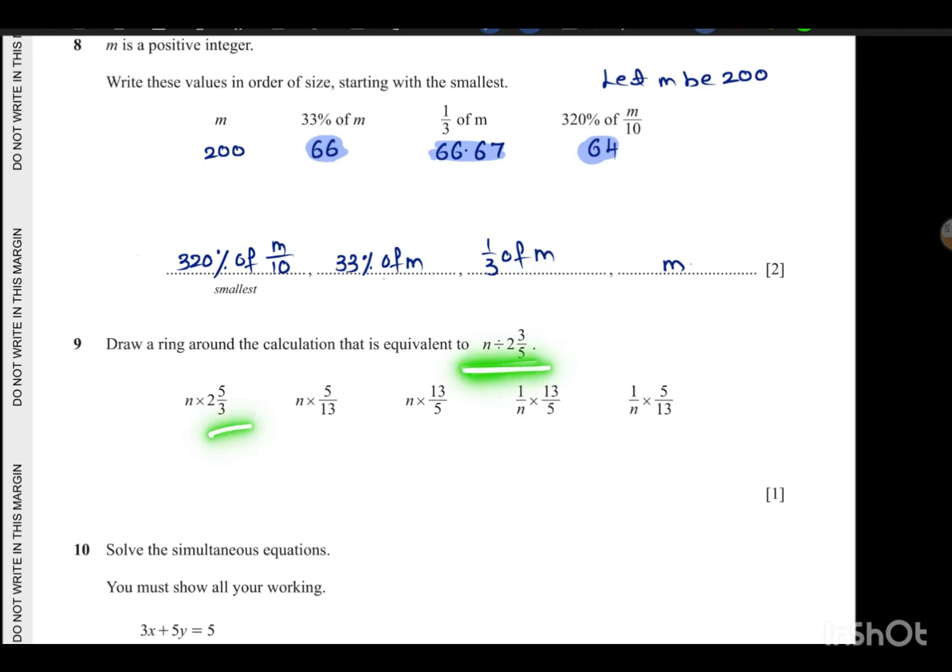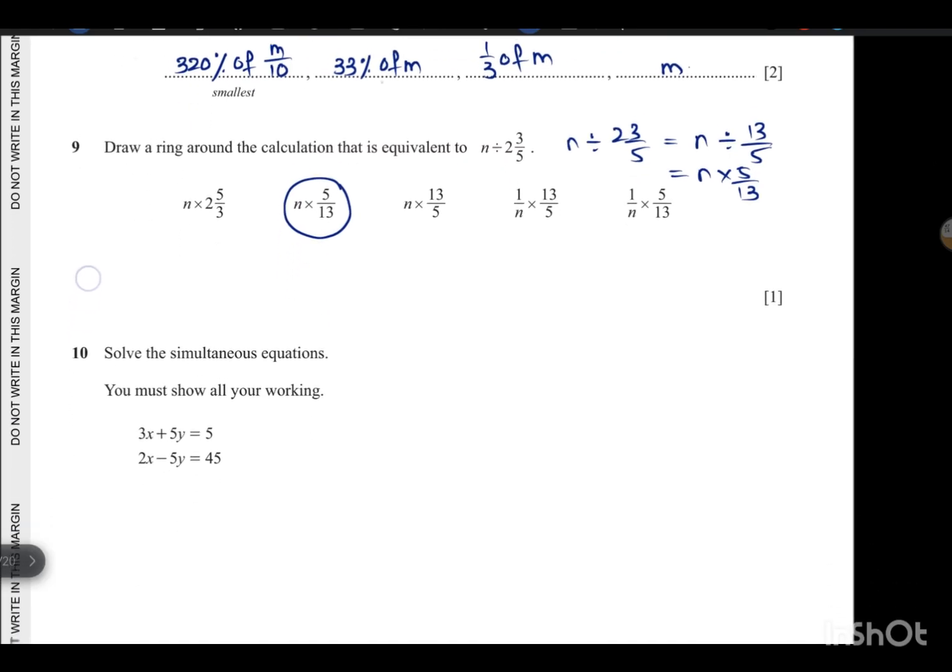Let me simplify this mixed number and write this as a multiplication. So what will that be? n divided by 2 3/5 will be: 2 5s are 10, 10 plus 3 is 13. So n divided by 13/5. Now when I write n ×, this becomes the reciprocal of it. So it is n × 5/13. So which is that expression? This one. n × 5/13 is equal to that given. Question number 9 is over. Now 10.